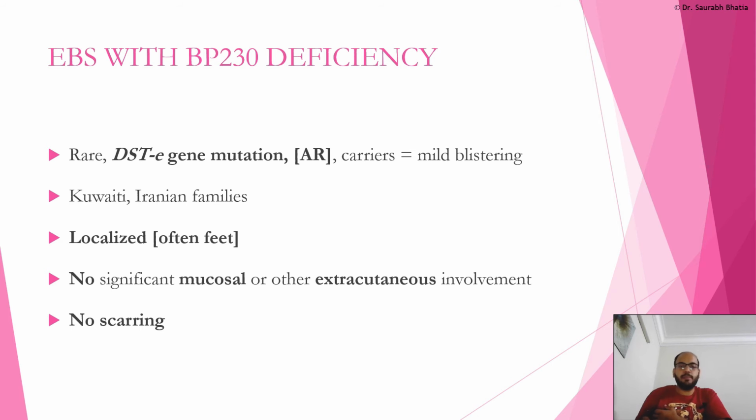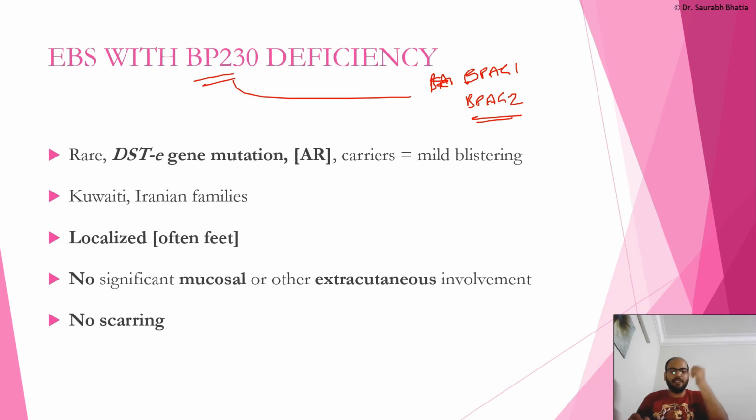In EBS with BP230 deficiency. Now remember, BP is the bullous pemphigoid antigen 230. Okay, let me ask you a question. Mention in the comments if it is BPAG1 or if it is BPAG2. Let's see how much you remember from the previous 3 videos.